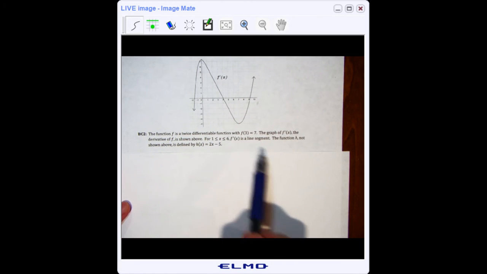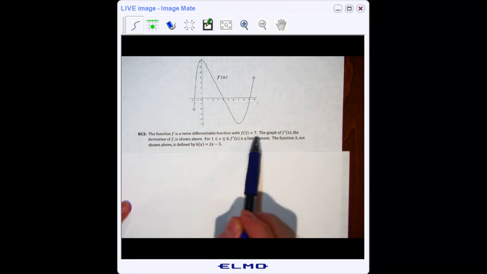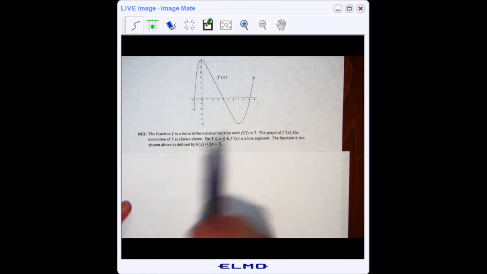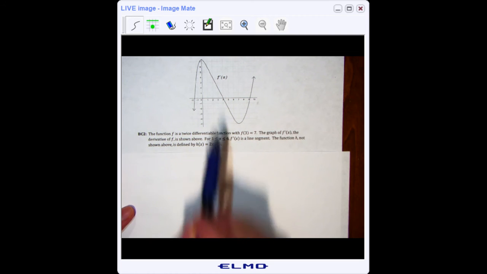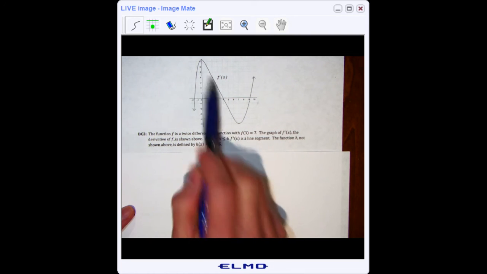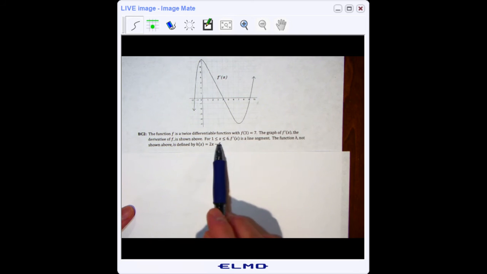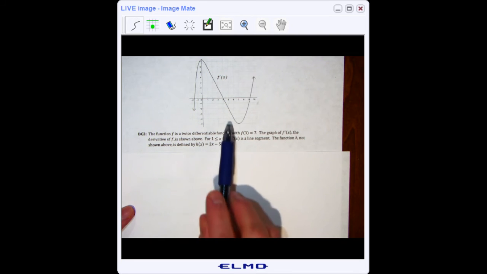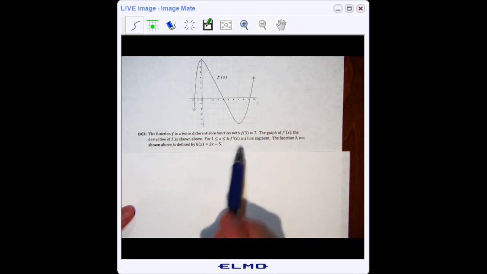The function f is twice differentiable, and f of 3 is 7. The graph of f prime is shown above. And notice it says from 1 to 6, f prime is a line segment. If you look at the graph, it appears to be a straight line from 1 to 6. That's going to be important later. Again, you can't assume it, but since it tells you it's a line segment, we know that. And the function h is defined as 2x minus 5.